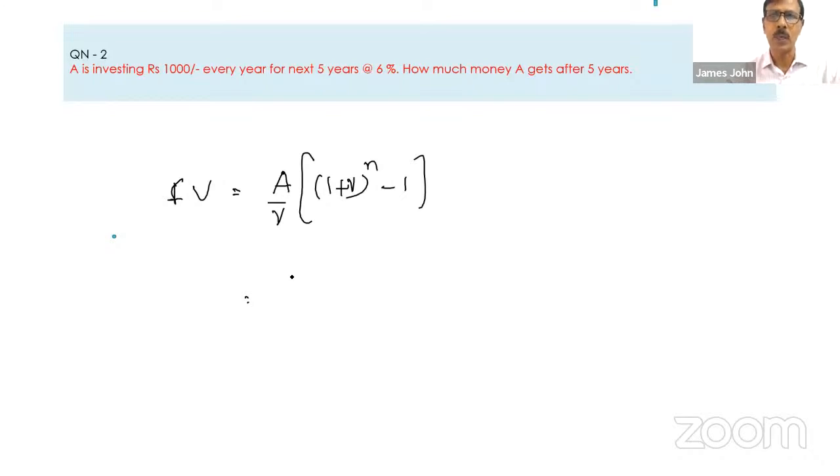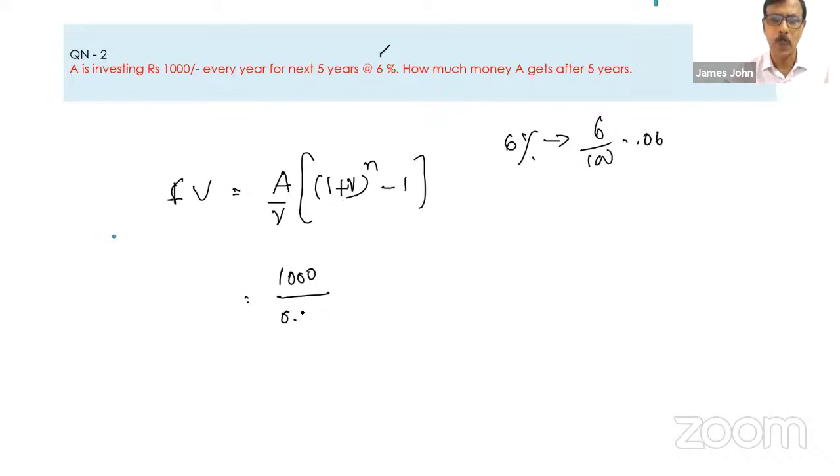Now you substitute. What is A? The annuity amount, the definite amount which is being paid or deposited. That is 1,000. Divided by R. What is R? 6%. What is the periodicity of the annuity? Periodicity means the frequency. Annually. Yearly, yes. So yearly means R undergoes what change? 6 by 100, this is 0.06.